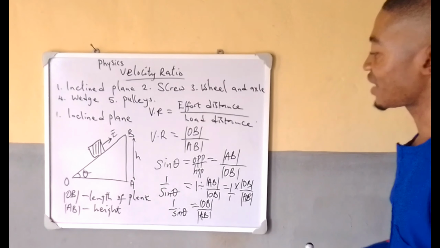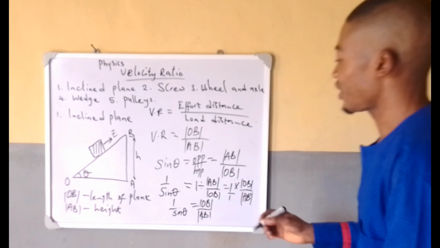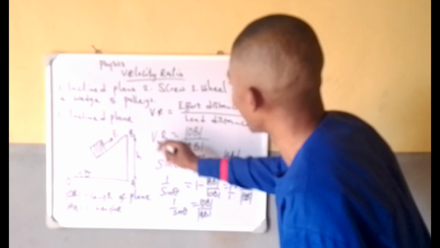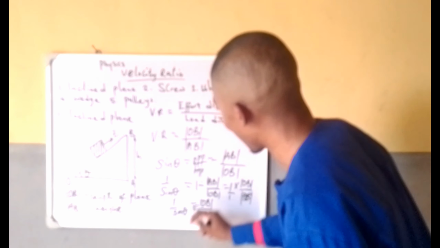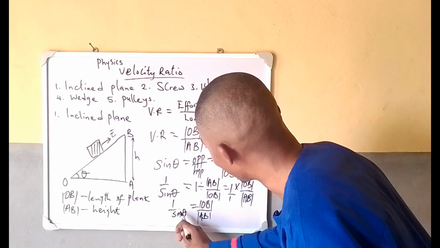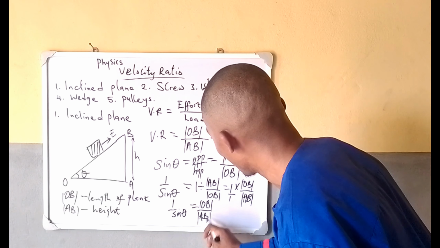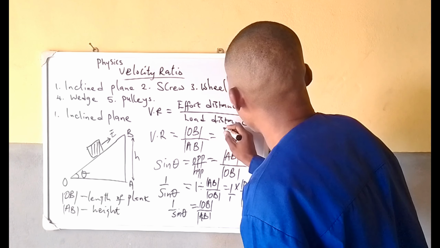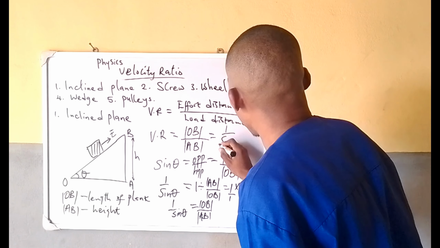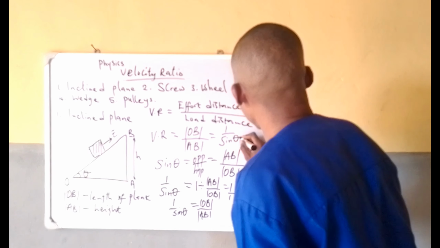That is to say that my velocity ratio, you can see it here, velocity ratio is OB over what? AB. And we have arrived at 1 over sine theta to be equal to OB over AB. So we can say that velocity ratio here is equal to 1 over sine theta.